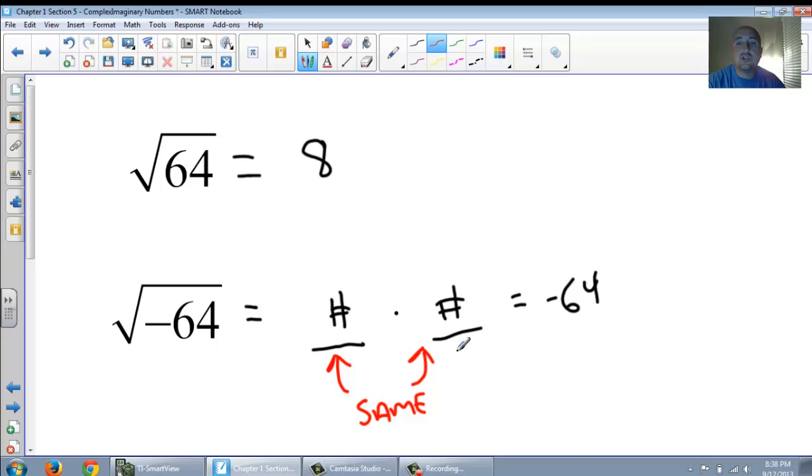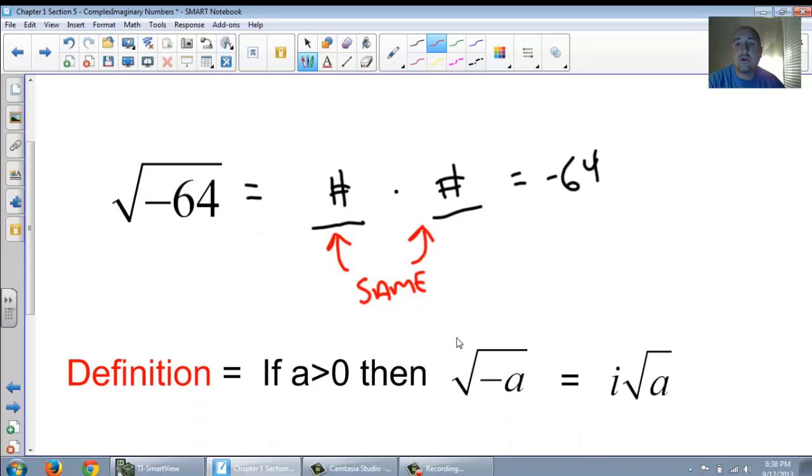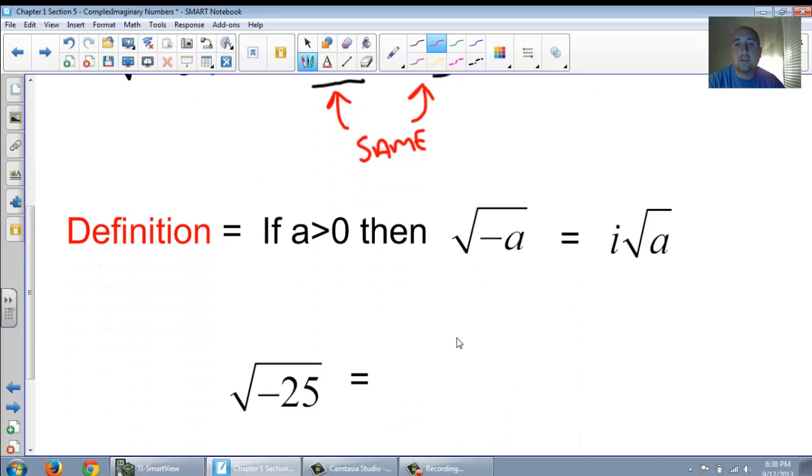So a long time ago, probably in the 1700s, some very smart female and male mathematicians came up with a way to solve a problem like this, and it is called imaginary numbers. So what we have here is the definition of an imaginary number. If a is bigger than 0, then the square root of negative a is equal to i square root of a. So this imaginary number is what helps us solve square roots that are negatives.